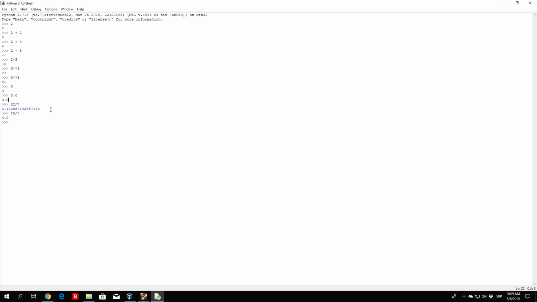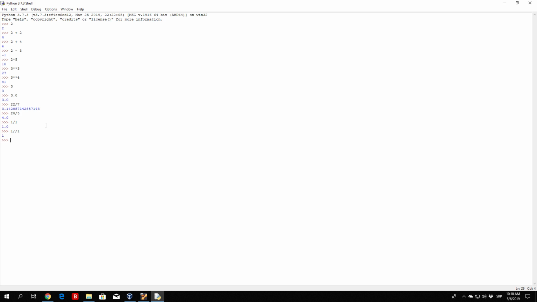So if you even type 1 divided by 1, you will get 1.0 as a result. In order to get an actual integer value without any decimal behind it, you can just use a double slash. So 1, then double slash, and then 1. And you can see this will only print 1. So make sure to remember that the single slash will give you a decimal value, while the two slashes will give you an integer value.